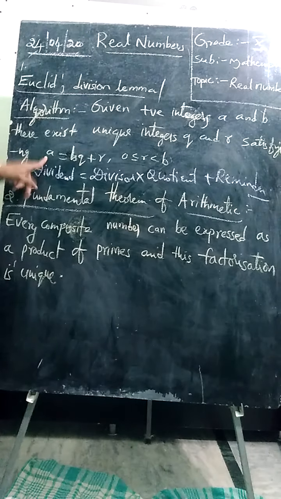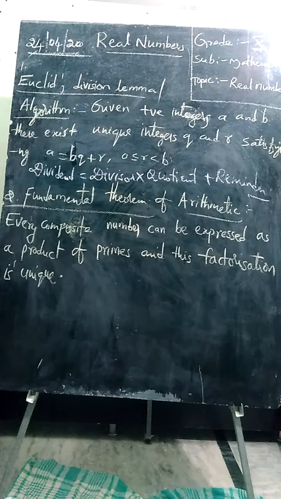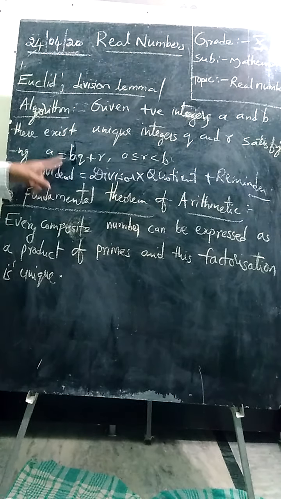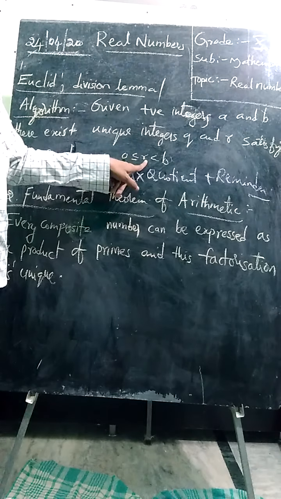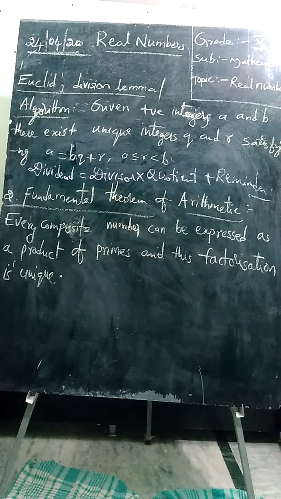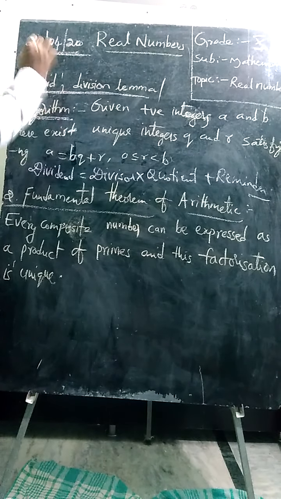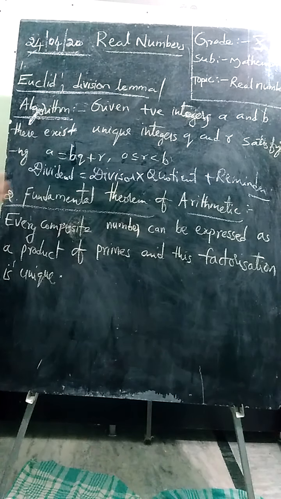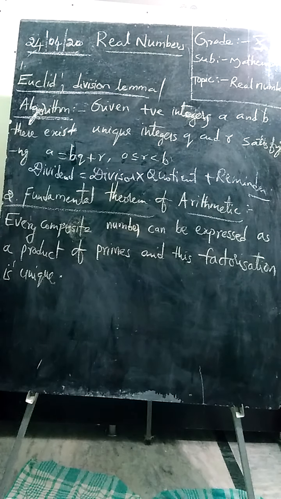Here also, given positive integers a and b, a is the dividend, which is the larger number of a and b. We can write a in the form of divisor into quotient plus remainder, with the condition that the remainder should be greater than or equal to 0, but always less than b. Then only the division algorithm will be possible. What is the use of this Euclid division algorithm or lemma? Division algorithm is nothing but division lemma also. It is useful to find the HCF of given 2 or 3 numbers or more.